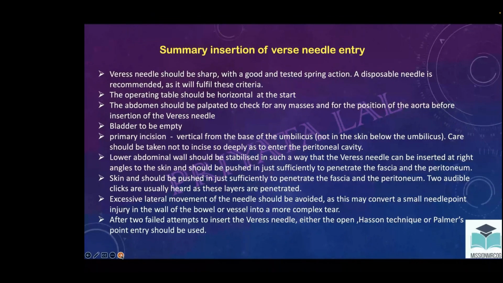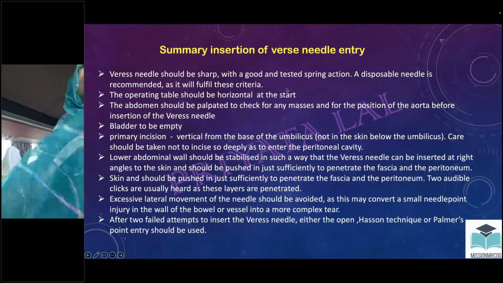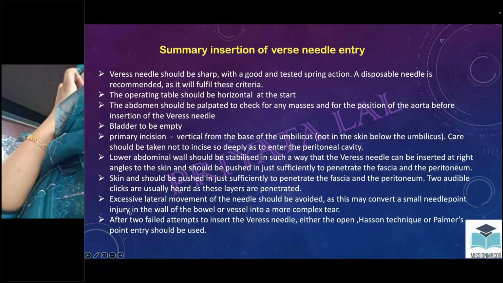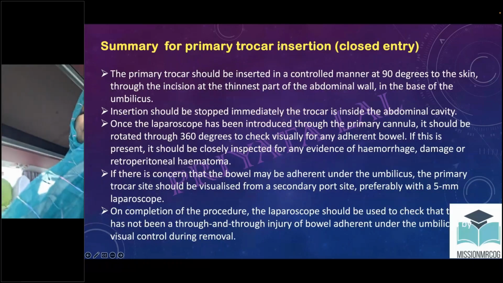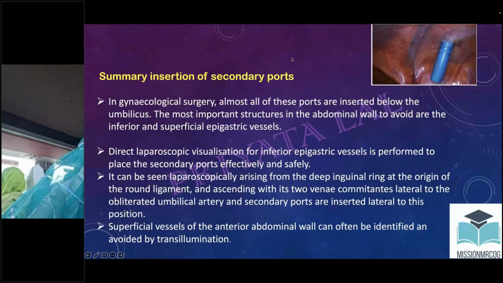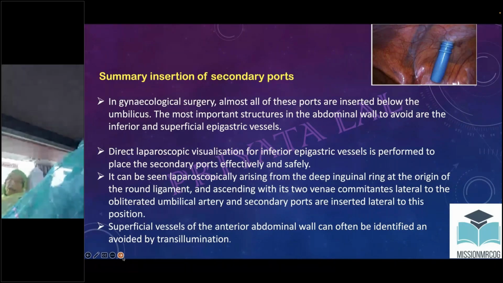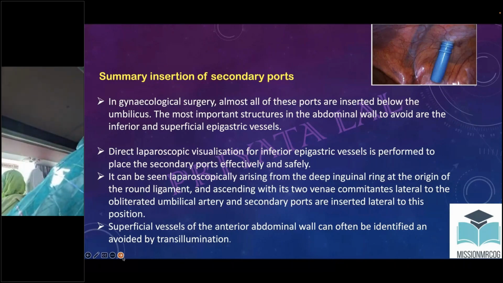Whatever I have explained is a summary of Veress needle injury. This is a summary of primary trocar insertion, and this is a summary of secondary trocar insertion, because I have shown you in bits and pieces to make you understand. So this is the summary that you should know, the way you will do in your viva stations.